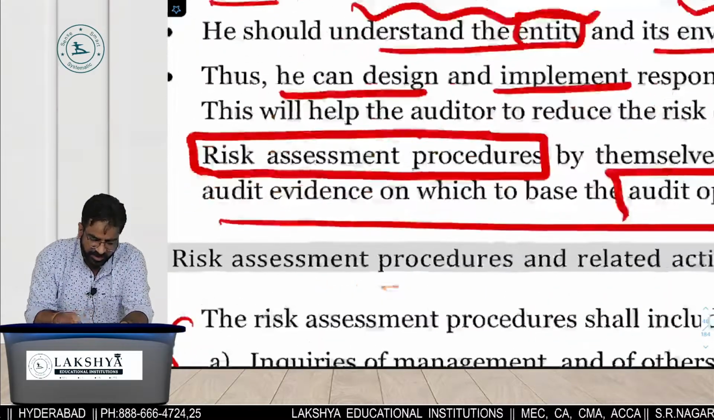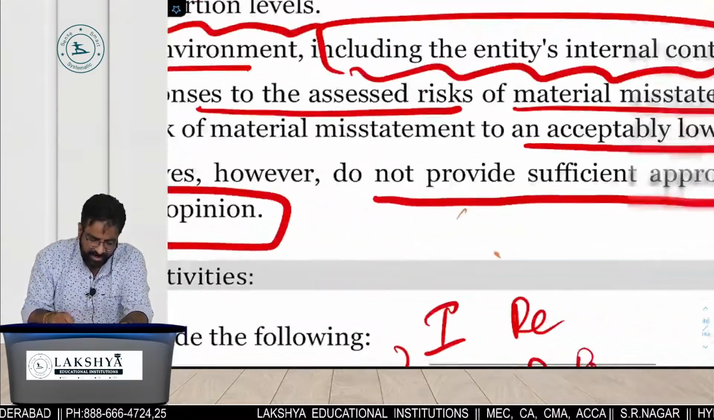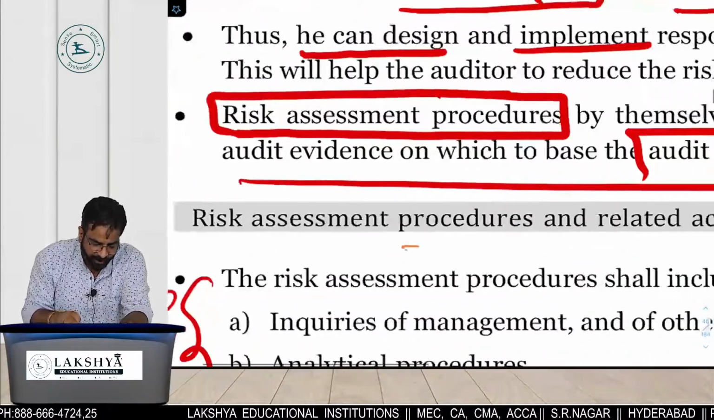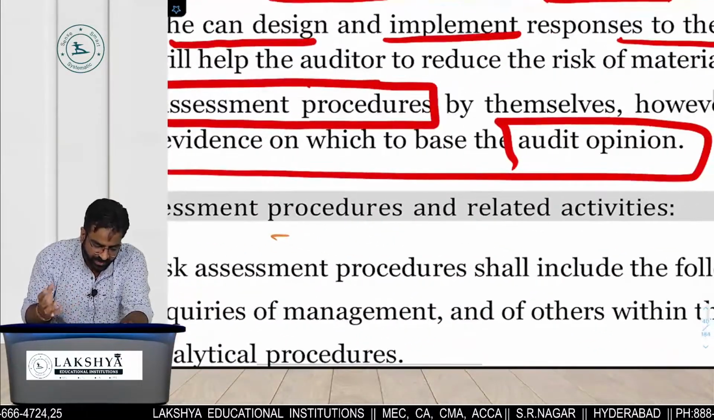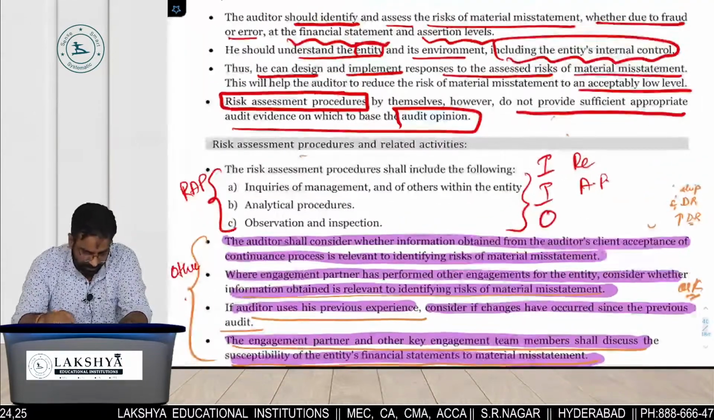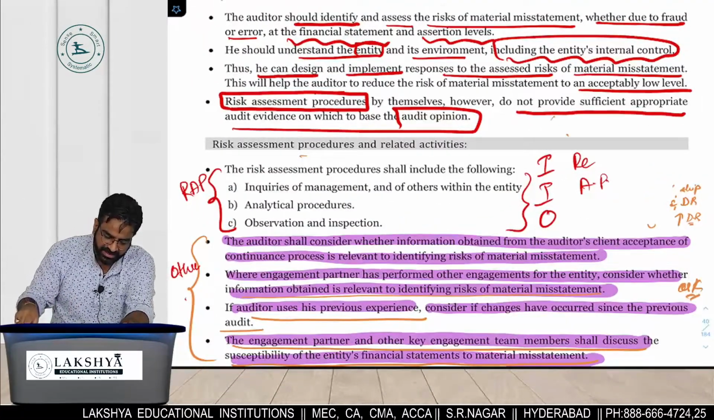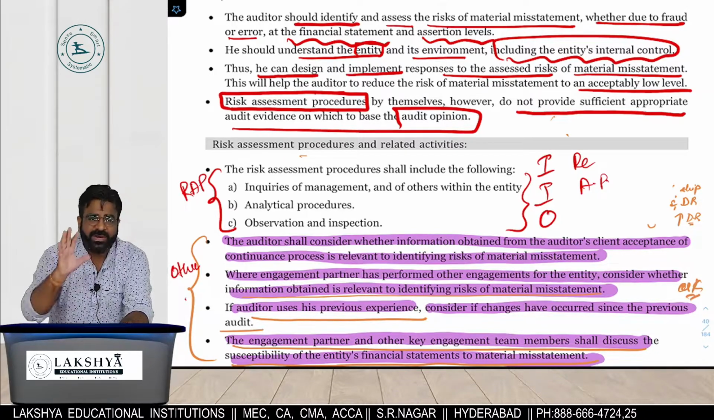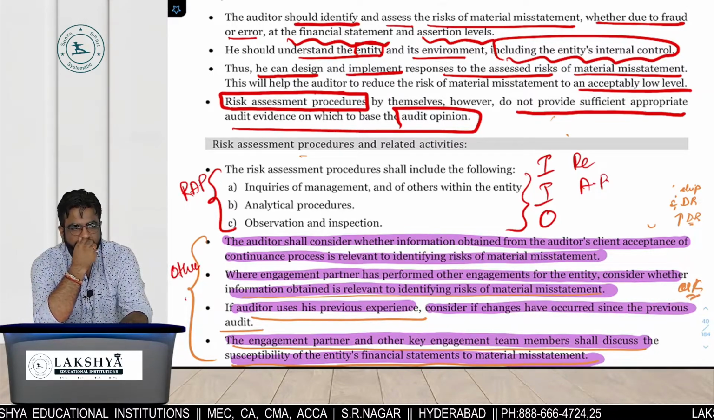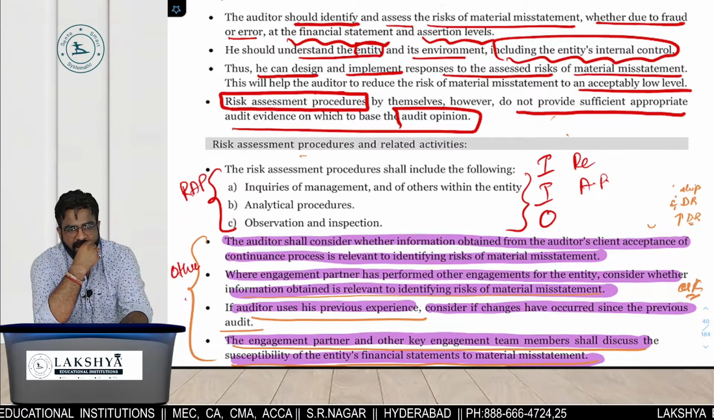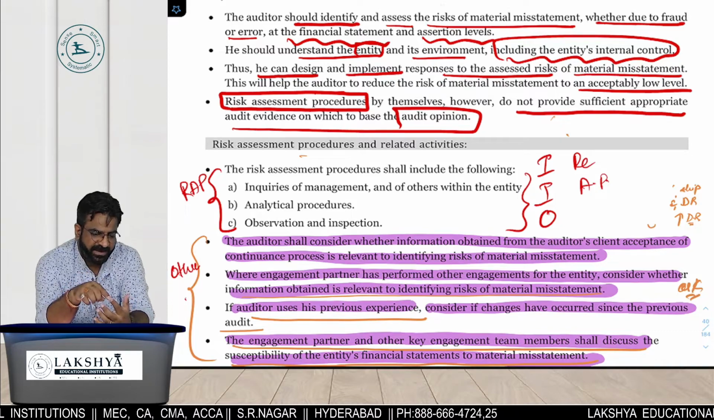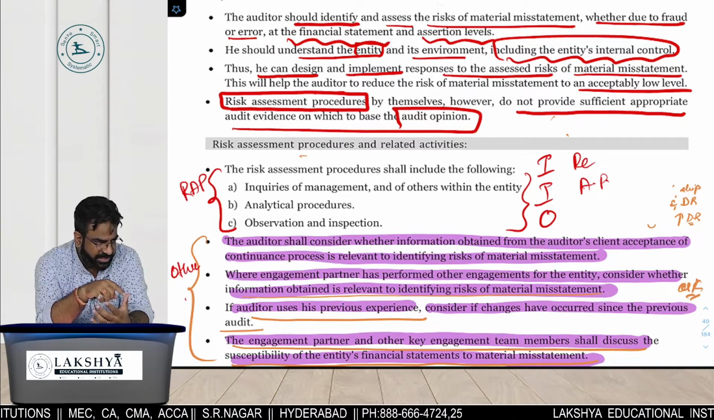Read the last point. RAP by themselves, however, do not provide sufficient and appropriate audit evidence on which to base the which opinion? Audit. This means they are indirectly saying that RAP plus FAP both are required. Tell me the 5 techniques of RAP. Inquiry, observation, inspection, recomputation, analytical review.